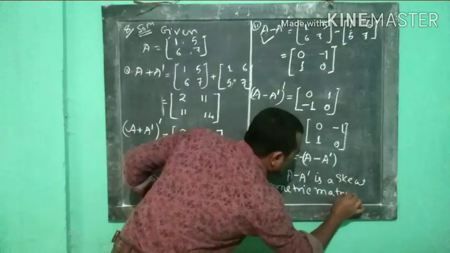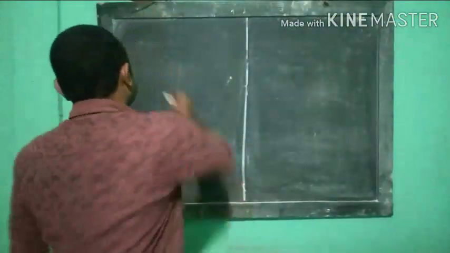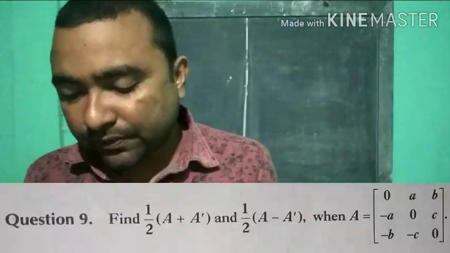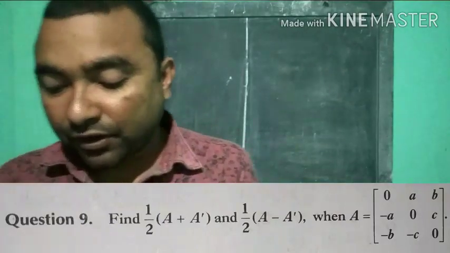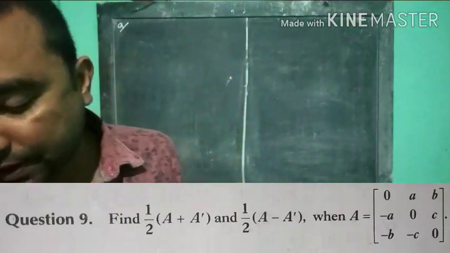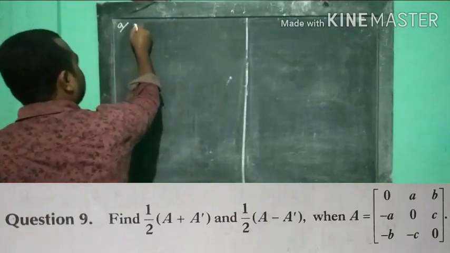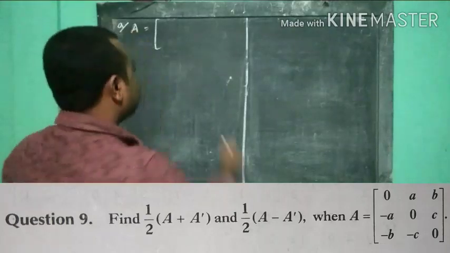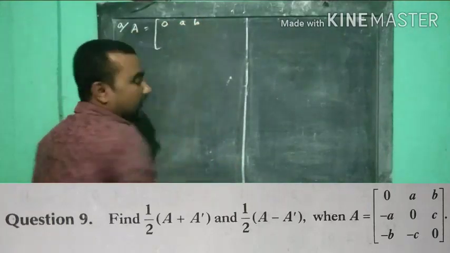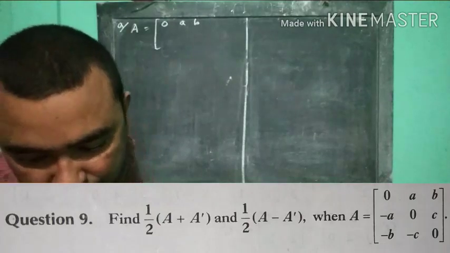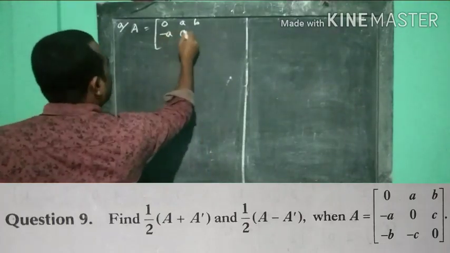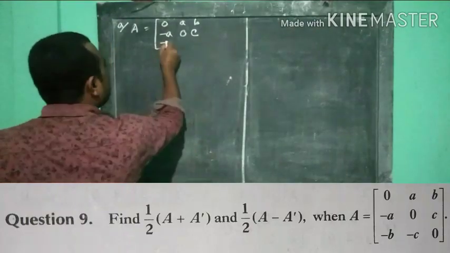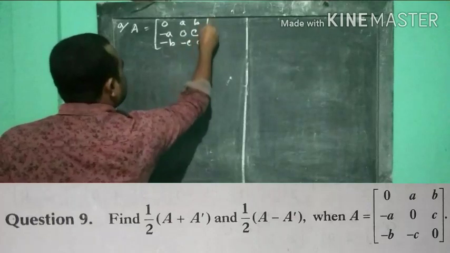We are going to solve question number 9. The question number 9 is: find half of A plus A transpose and half of A minus A transpose, when A is given. A is equal to first row 0, a, b, and second row minus a, 0, c, and third row minus b, minus c, 0. This is the third row.